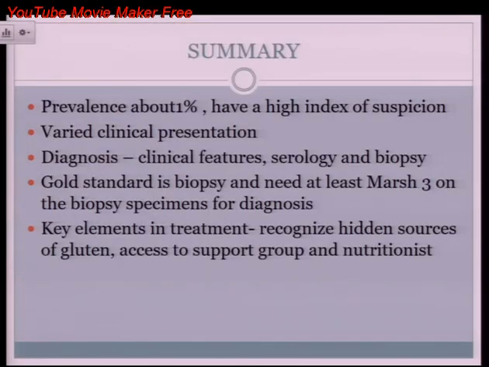So in summary, celiac is a very, very common disease. It has a prevalence of 1%. So you have to have a high index of suspicion and look for it. They can have varied clinical presentation. Diagnosis, initially start with serological tests. Gold standard is upper endoscopy with small intestinal biopsies. And the key elements are your gluten-free diet is an excellent treatment, but look for any hidden sources of gluten, access to a support group, and a nutritionist long-term is very important. And that's all I have.